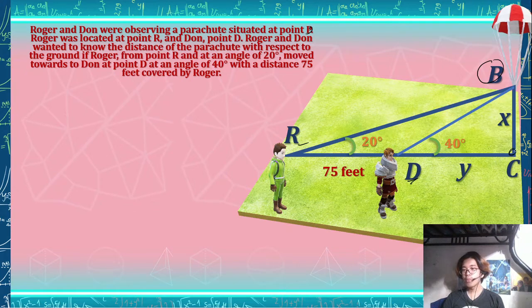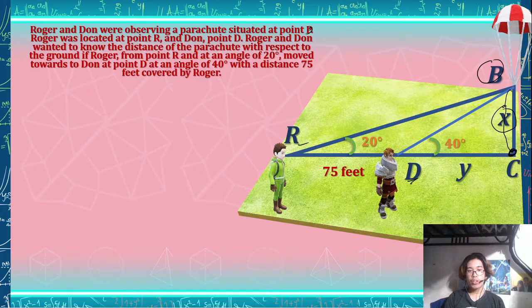So let's say, for example, this is the ground where they were standing on, and this is the height of the parachute from the ground. Okay, so that's going to be x. Given also, we have another information here.